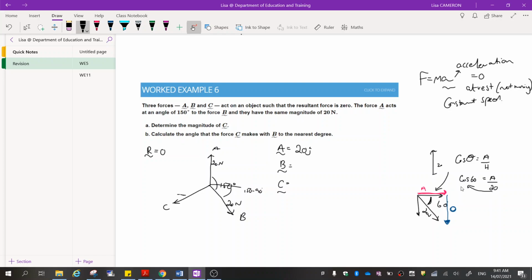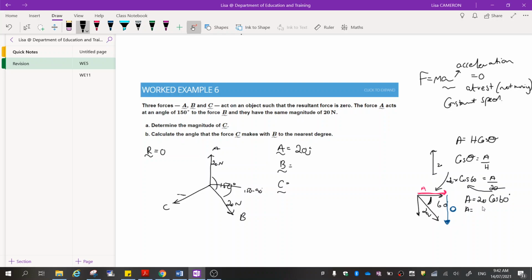Now I can take this 20 across by multiplying, which gets rid of it from here. I'm left with A equals 20 cos 60. Now, this same algebra step happens all the time. So whenever I'm looking for a length that is the adjacent side, I can do the hypotenuse times cos of the angle. Okay, and when I chuck that in the calculator, the A component for this is going to be 20 cos 60 degrees.